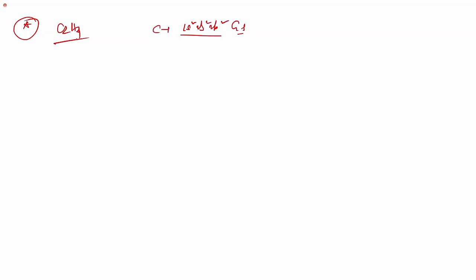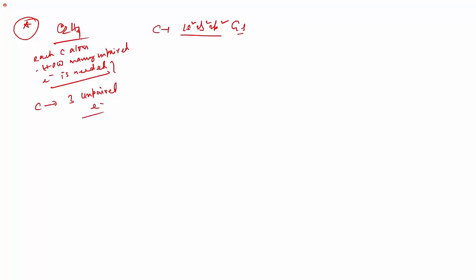But first you have to know how many unpaired electrons you need. So for each carbon atom, how many unpaired electrons are needed? That is the question. Here two carbons are present, so every carbon needs three unpaired electrons.